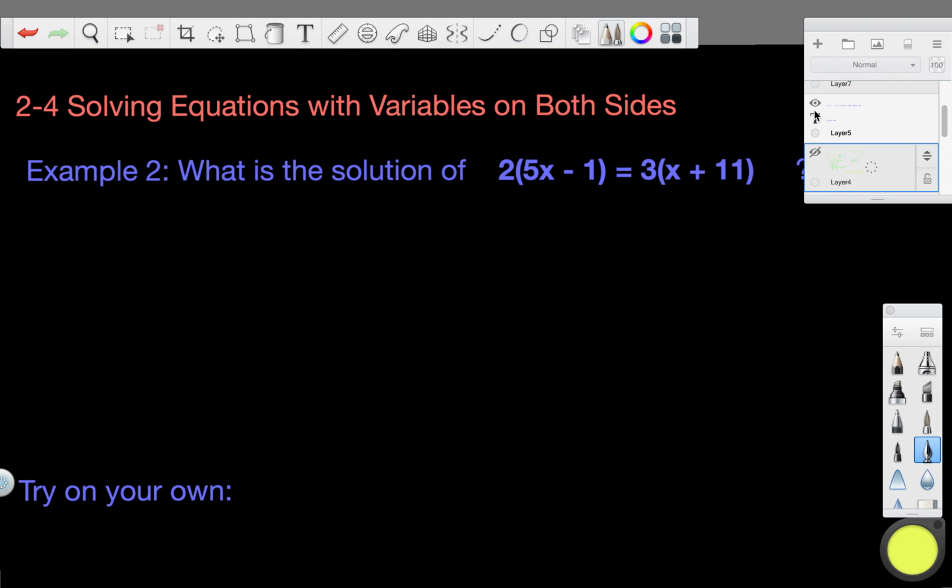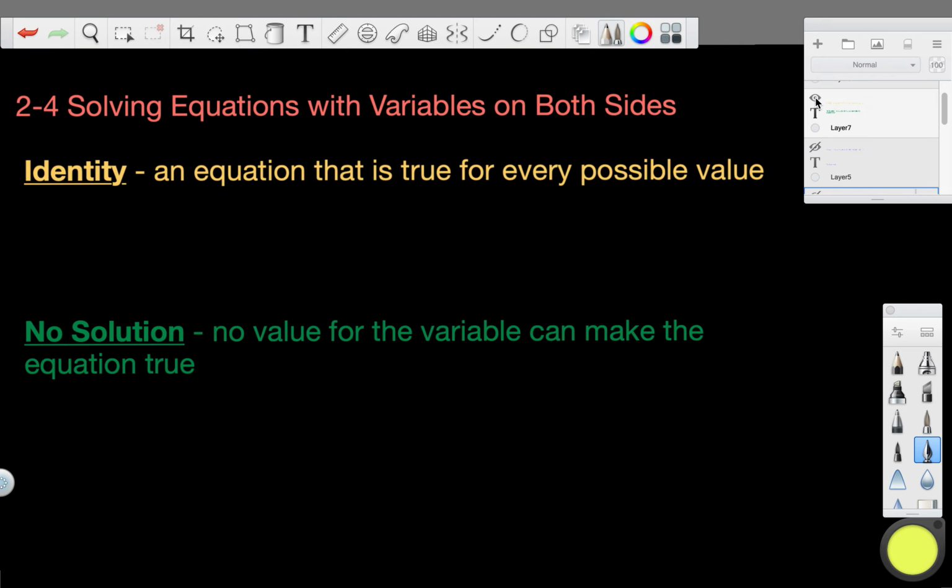Let us get rid of this, and we will do the next. Okay, so I have 2 definitions for you, and then we just have 2 more problems, and that's it. So when we've been solving all of these problems, we've always gotten an answer. We've gotten x, or whatever our variable is, and we've gotten one number to solve our answer. So there's 2 other situations that could occur. The first situation is called an identity.